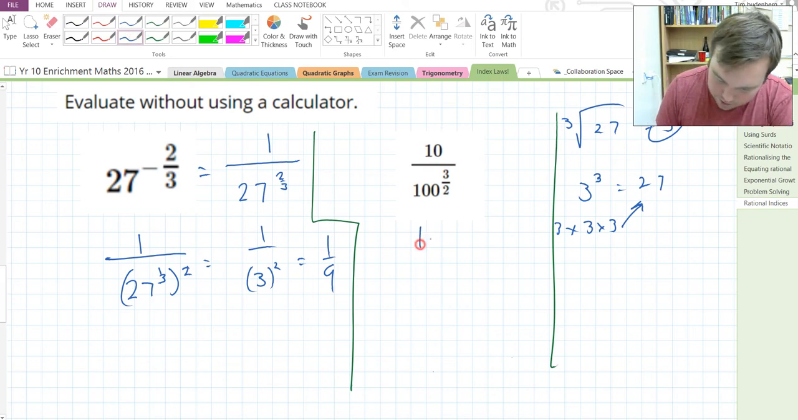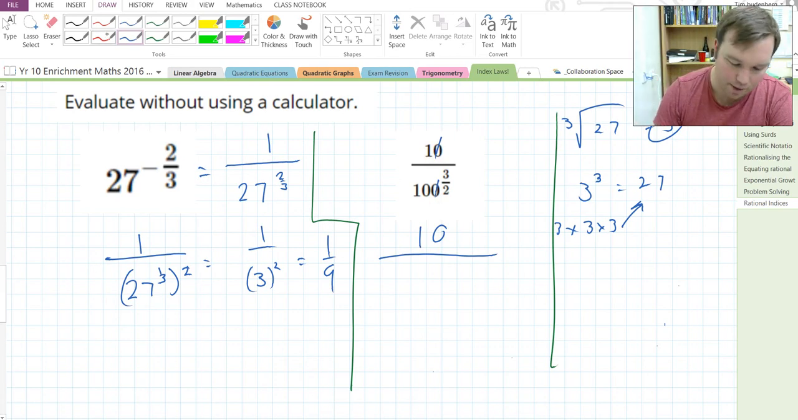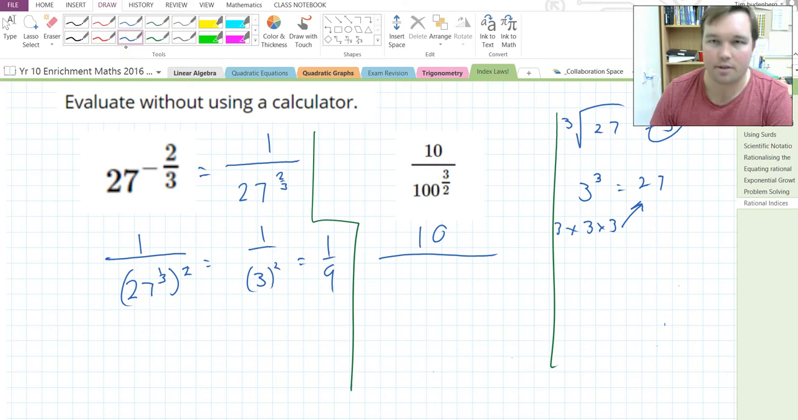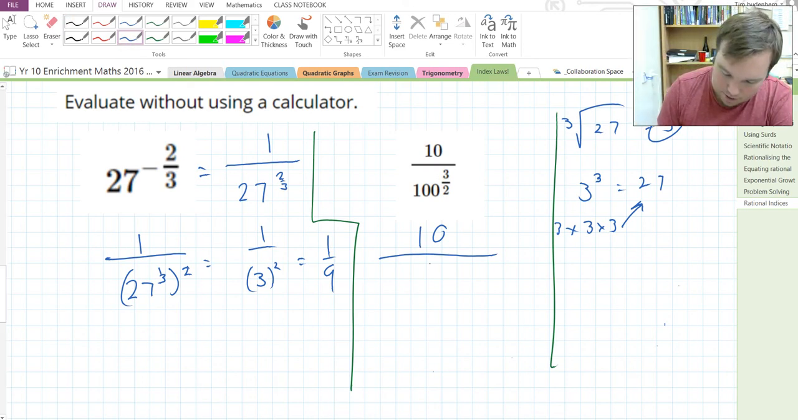So, leaving the 10 at the top for now, because we can't really simplify much there. Please don't be tempted just to cancel out a 0 like that. You can't do that, because that process uses division, and in order to break in to division, you must deal with the powers first. Because in BIDMAS, indexes come before division. So leave the 10 at the top and write that as, let's go with 100 to the power of a half to the power of 3.